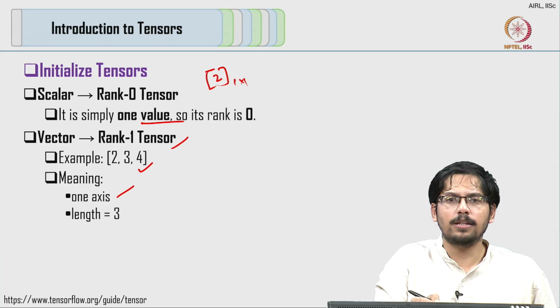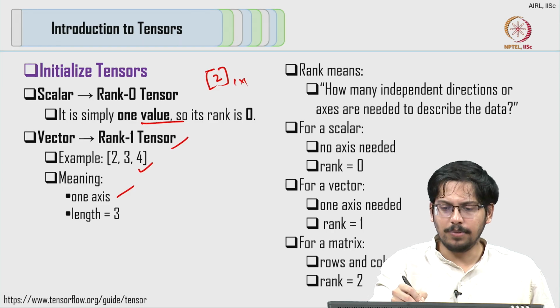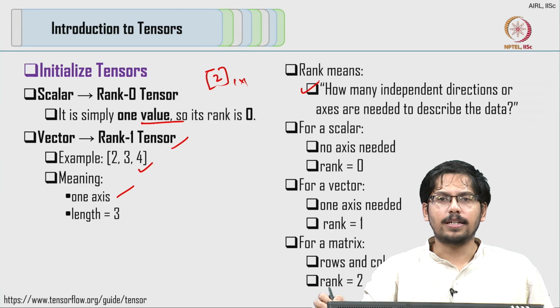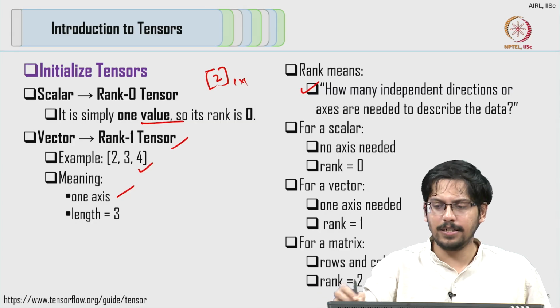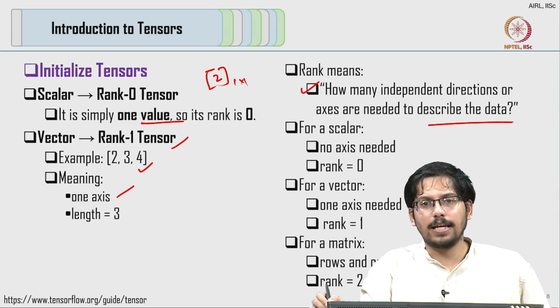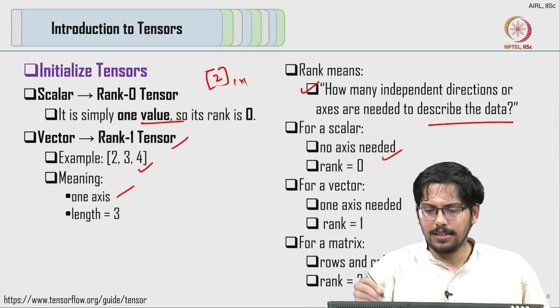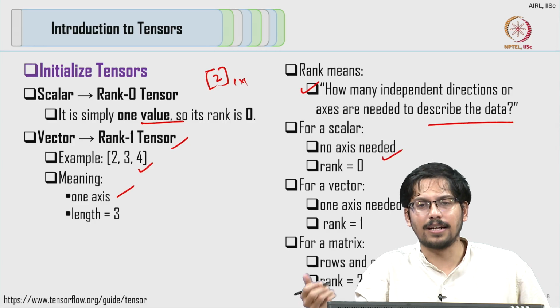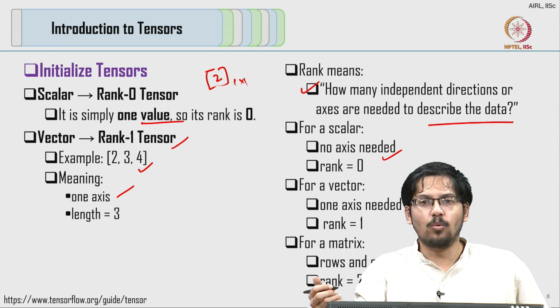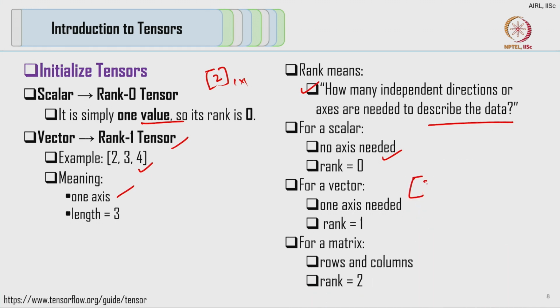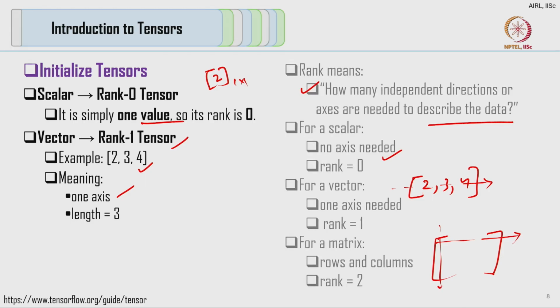So, now what do we mean by rank? Rank essentially means how many independent directions or how many axes are needed to describe the data. Now, for the example of scalar, there essentially is no need for an axis. I can just write it as 2. However, when we are dealing with vectors, we need to write it as 2, 3, 4. Essentially, it requires one axis. If we look at a matrix, which we will look at in the next slide, we can observe that it could be defined using 2 axes.